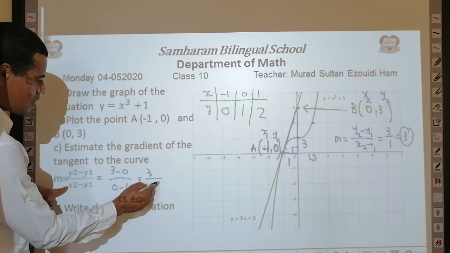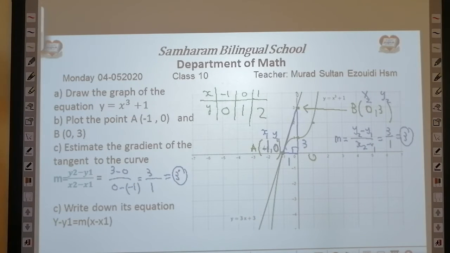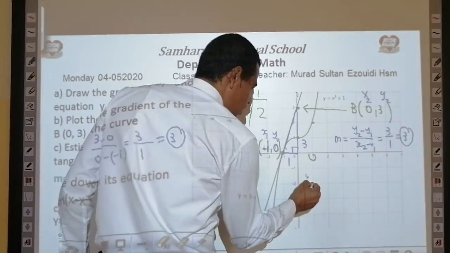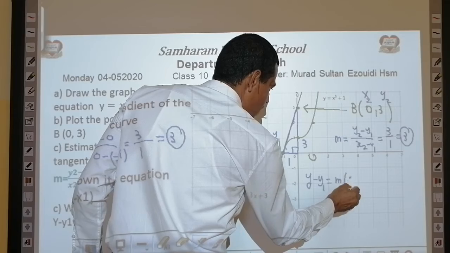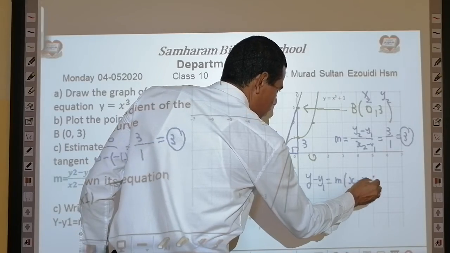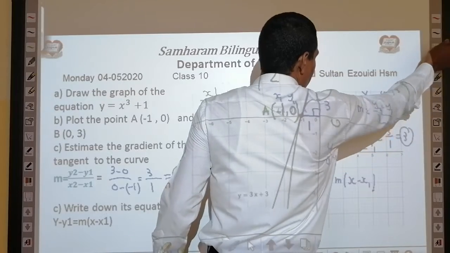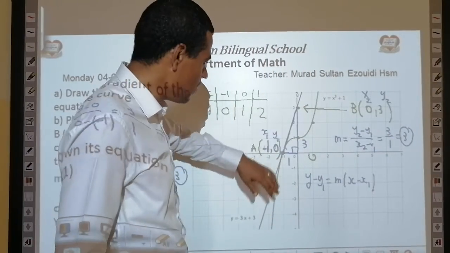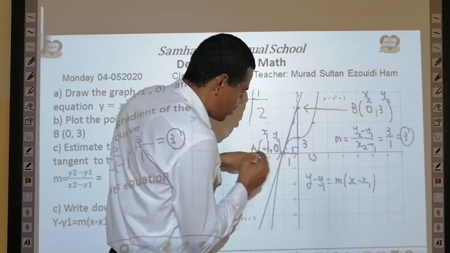0 plus 1 is 1, so it will be 3. Okay? Now we try to find the equation of the tangent. So we just write what? y minus y1 should be equal to m(x minus x1). x1 denotes or represents the point at the contact of the tangent. Means, what is the point of the tangent? It is the point of coordinates (-1, 0).